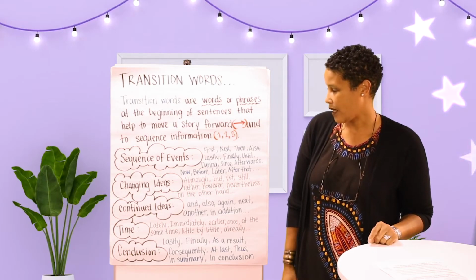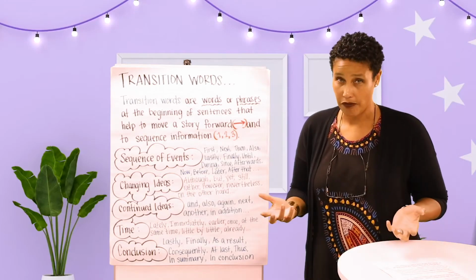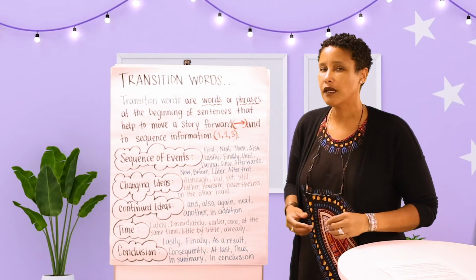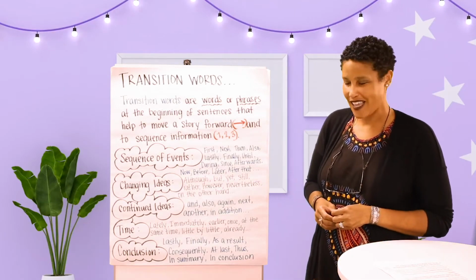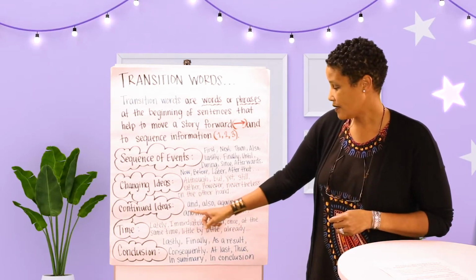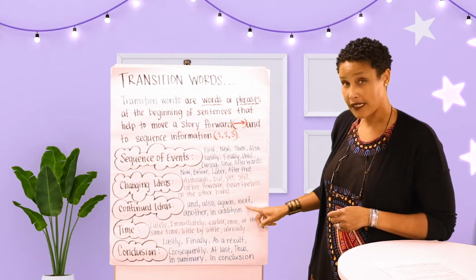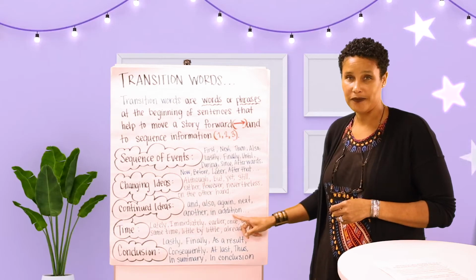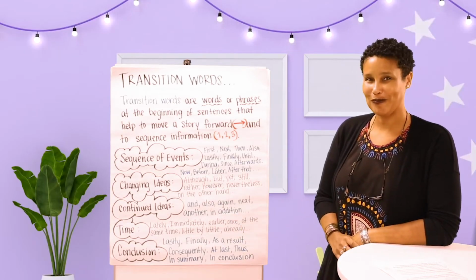Listeners, what if I don't necessarily want to change my line of thinking in my writing, but I just want to continue with it? I still am going to make a transition. Here are some examples of transition words you can use then. They would include words such as and, also, again, next, another, in addition. Okay, take a moment to jot down another word or two.